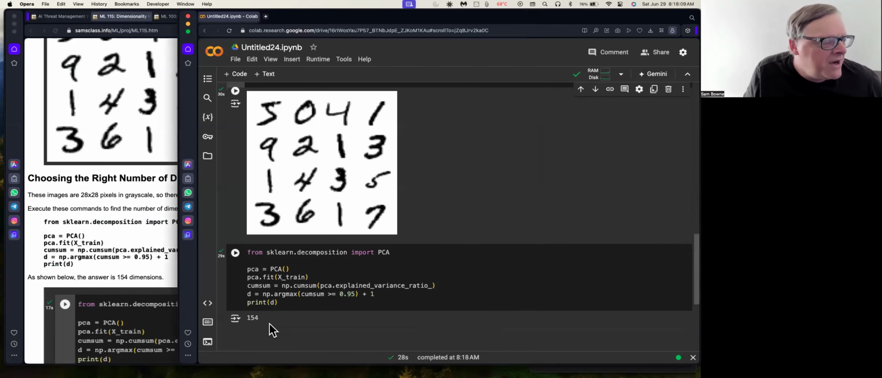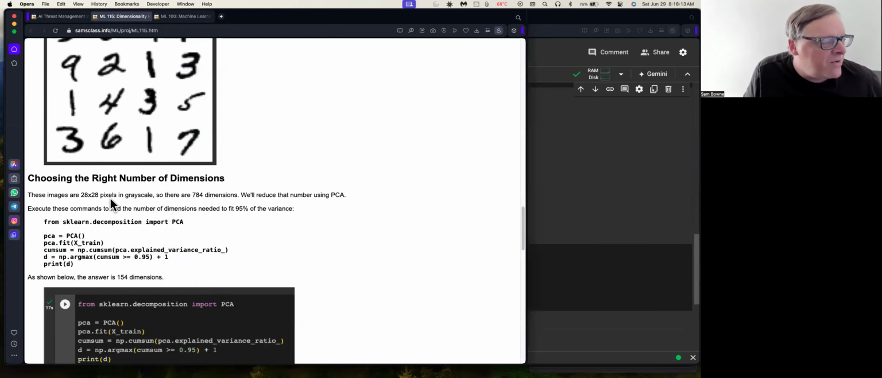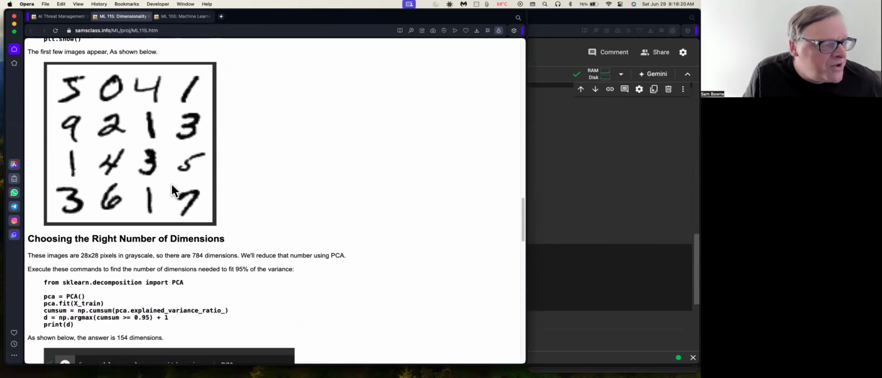And so it turns out that all you need is 154 dimensions. Now, these are 28 by 28 pixel, so the original data has 784 dimensions. And as I said before, if you have an image with 784 pixels and you treat every pixel as a completely independent, equally important bit of data, that is completely stupid because our eyes don't work that way.